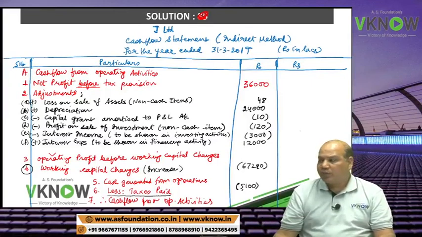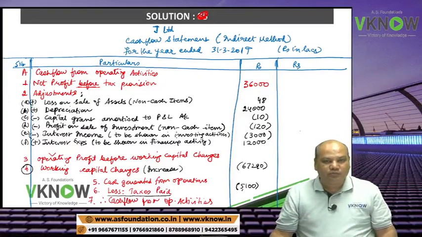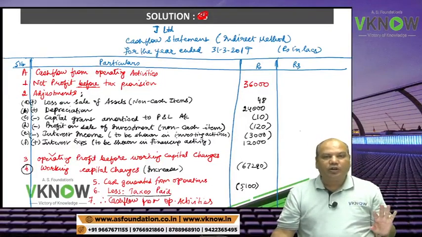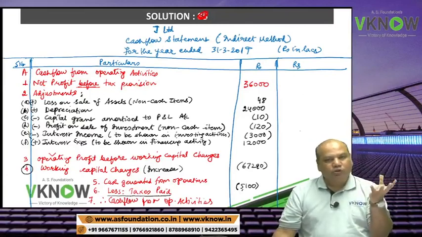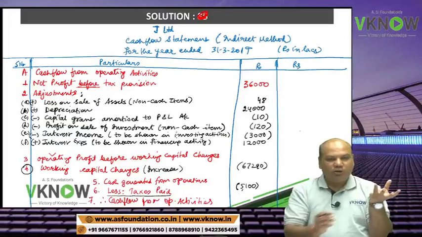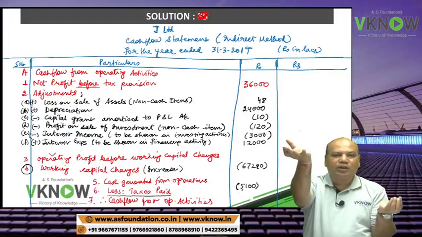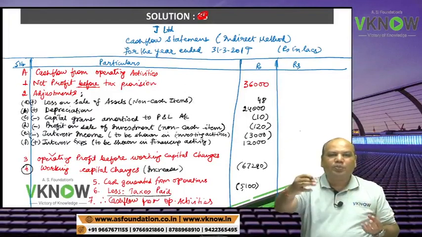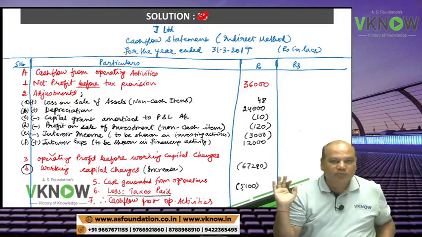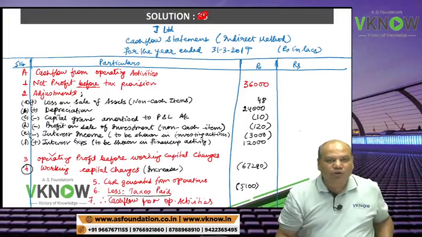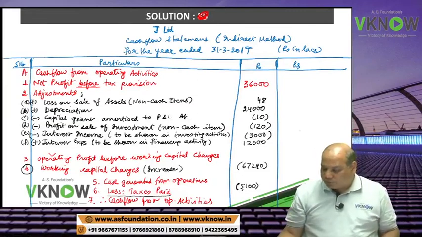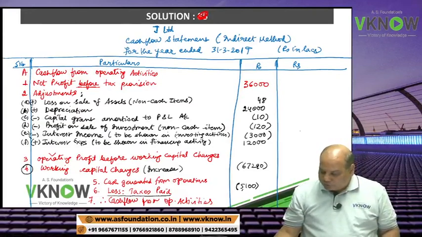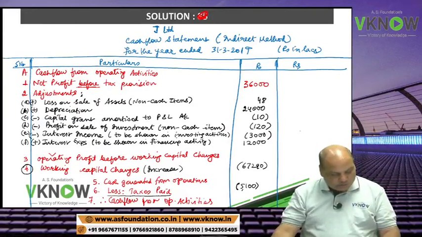Sometimes the student will ask this query, why is increase in working capital an outflow? Let us say in working capital we have only stock. In the beginning stock was 100, at the end it is 200. It means we have purchased stock of 100 rupees. That is why my working capital has gone up. So working capital increase means outflow of cash. So this is in bracket 67290.